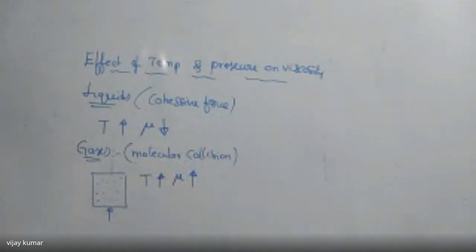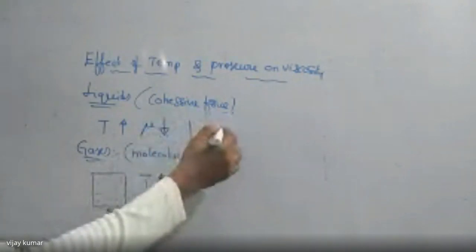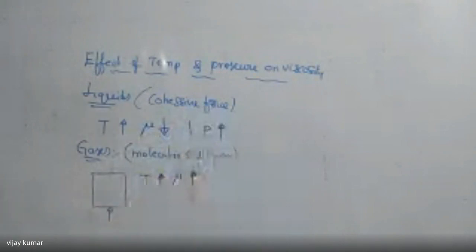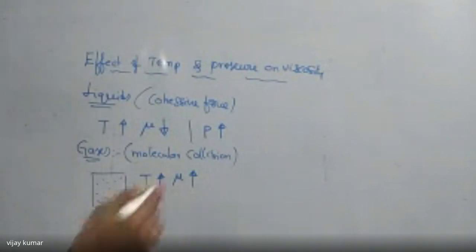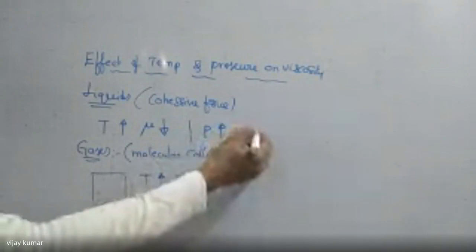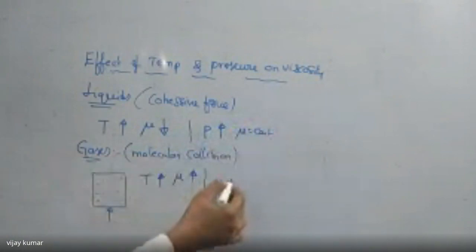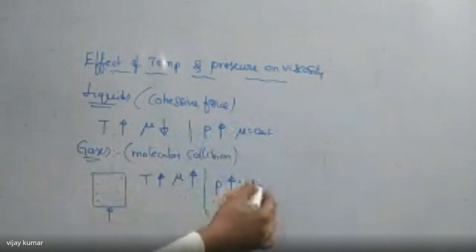Now in case of pressure, in case of liquids, by increasing pressure there is no effect on viscosity in most cases, but in some cases viscosity will increase. So by increasing pressure, in most cases there is no effect on viscosity, so viscosity is constant. But in case of gases, by increasing pressure, viscosity must increase.